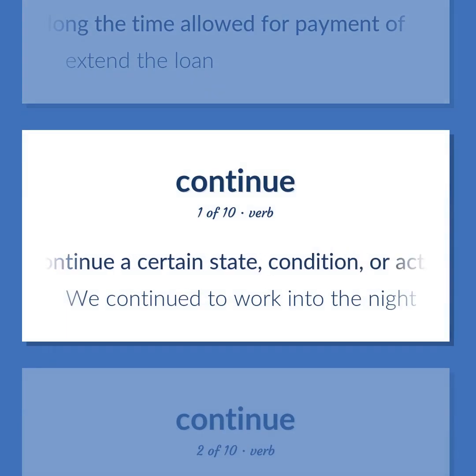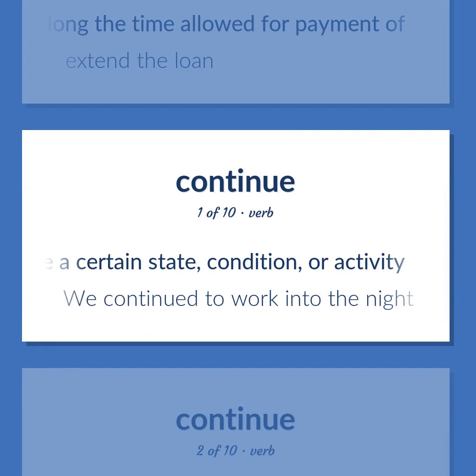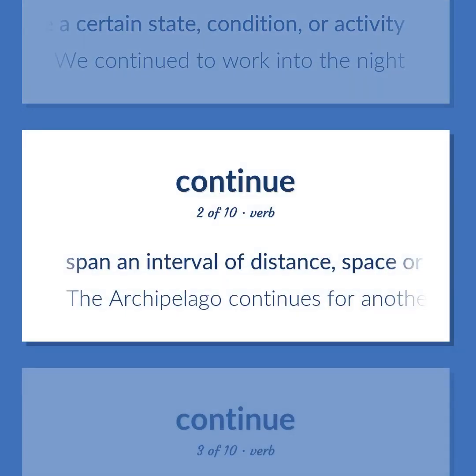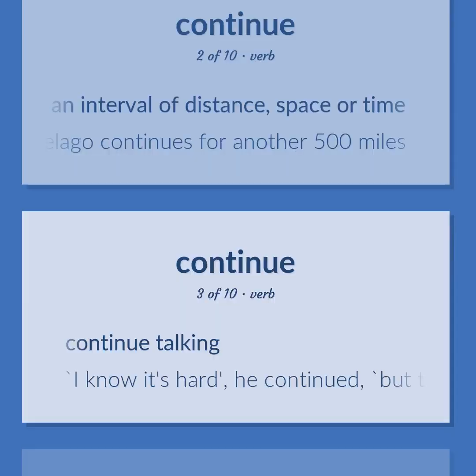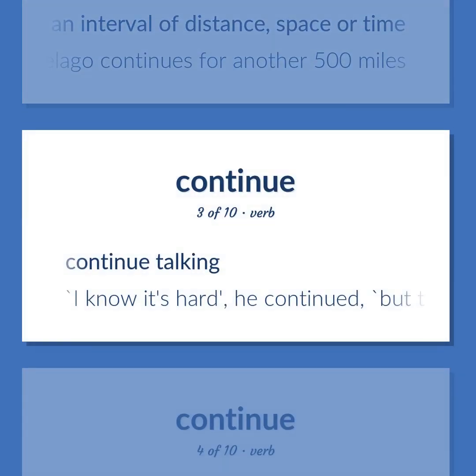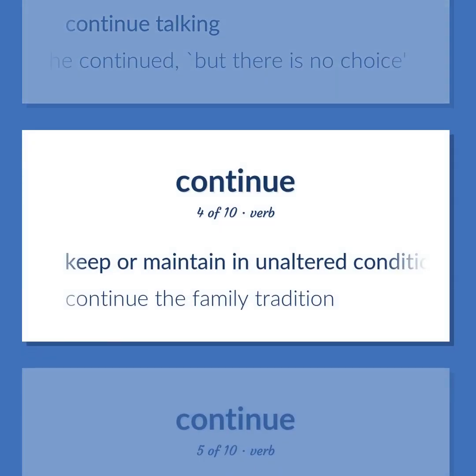Continue a certain state, condition, or activity. We continued to work into the night. Span an interval of distance, space or time. The archipelago continues for another 500 miles. Continue talking. I know it's hard, he continued, but there is no choice. Keep or maintain in unaltered condition. Cause to remain or last. Continue the family tradition.